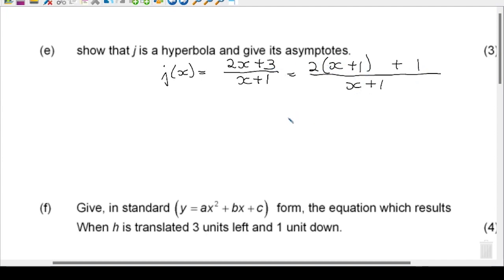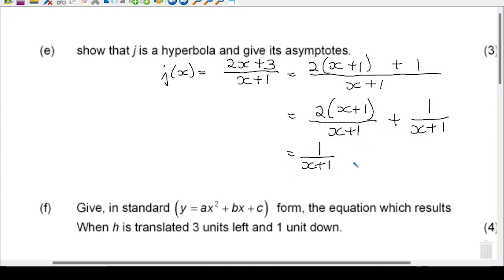Now if we separate that fraction, and remember we can separate fractions at the top, I'm going to write that as 2(x plus 1) over (x plus 1), plus 1 over (x plus 1). Now that first term actually is just 2. So actually I just get 1 over (x plus 1), plus 2. And that is quite obviously a hyperbola.